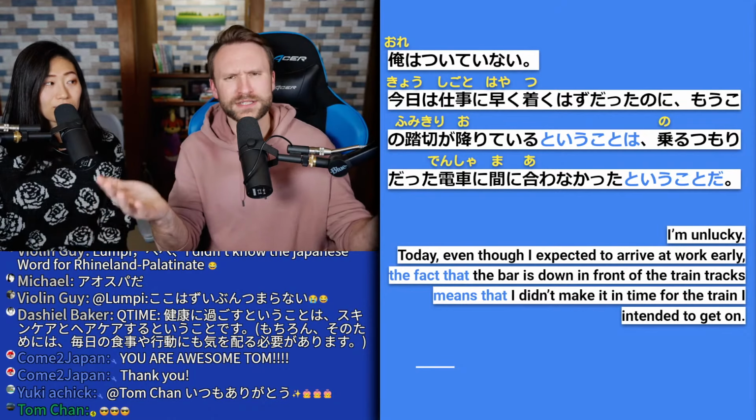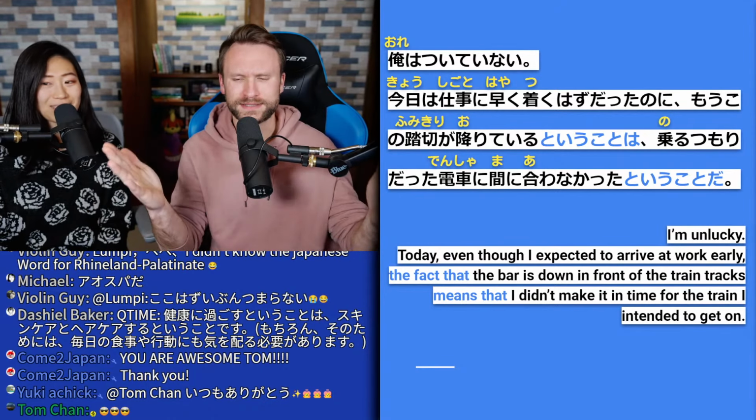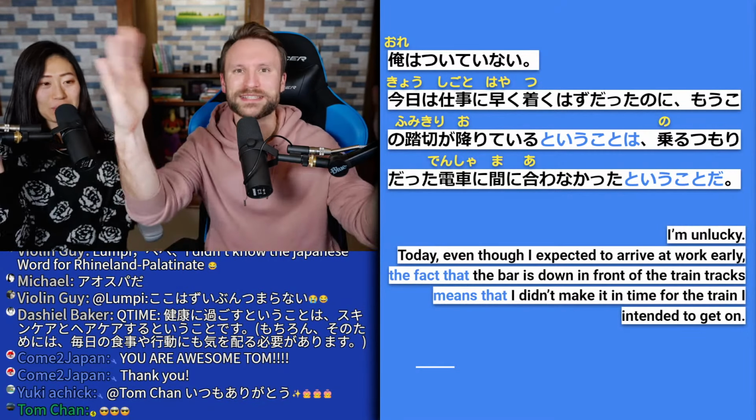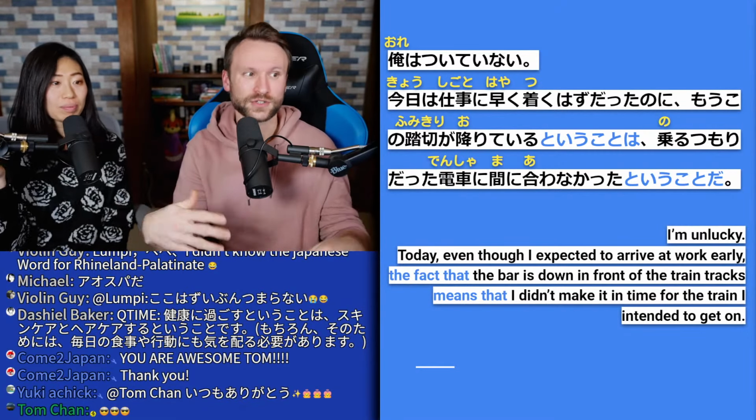So it sounds a little weird to say the railroad crossing is down, but I think if you sort of logic it out, you can figure out that means the gate of the railroad crossing is down.